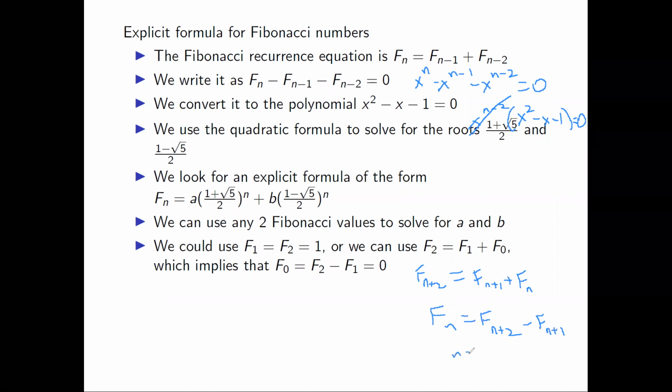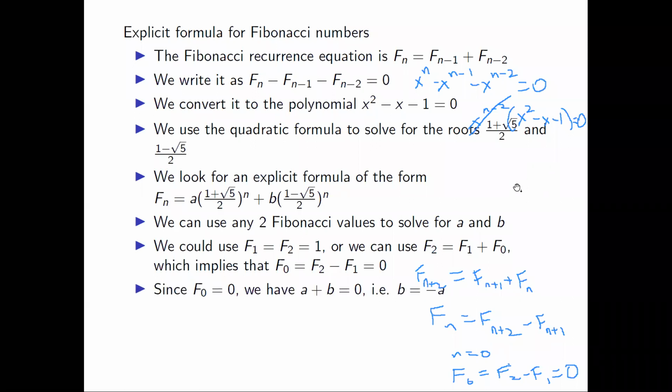And for n equals 0, that gives us f sub 0 equals f sub 2 minus f sub 1, which is 0. So we can use the initial values for f sub 0 and f sub 1 instead of f sub 1 and f sub 2. That gives us a slightly nicer system of equations. And since f sub 0 equals 0, this tells us when we plug in n equals 0, so we plug in n equals 0 up here and here in this bullet.